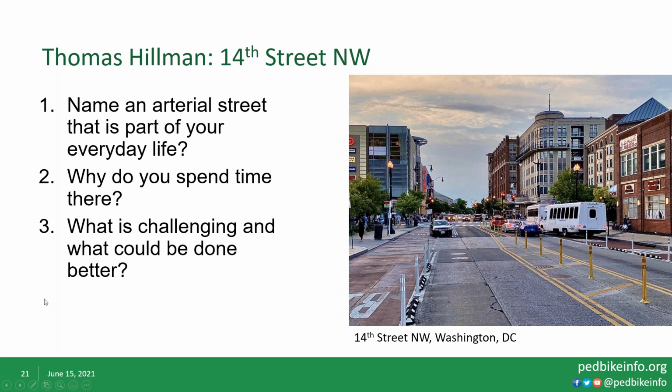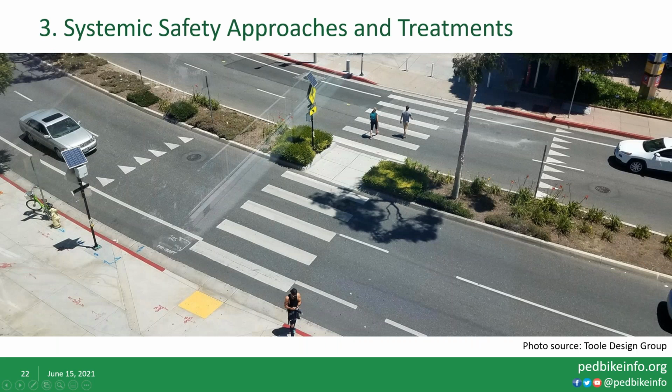And because the design used quick build materials, it resulted in immediate safety gains that can be tweaked over time to perform more optimally before a long-term project is constructed with permanent materials. So for example, crossing islands could be constructed at the intersections in the long-term design to improve safety for crossing pedestrians of all ages and abilities. So with this example in mind, let's dive in to discuss the systemic safety approach and design treatment options for arterial roads.